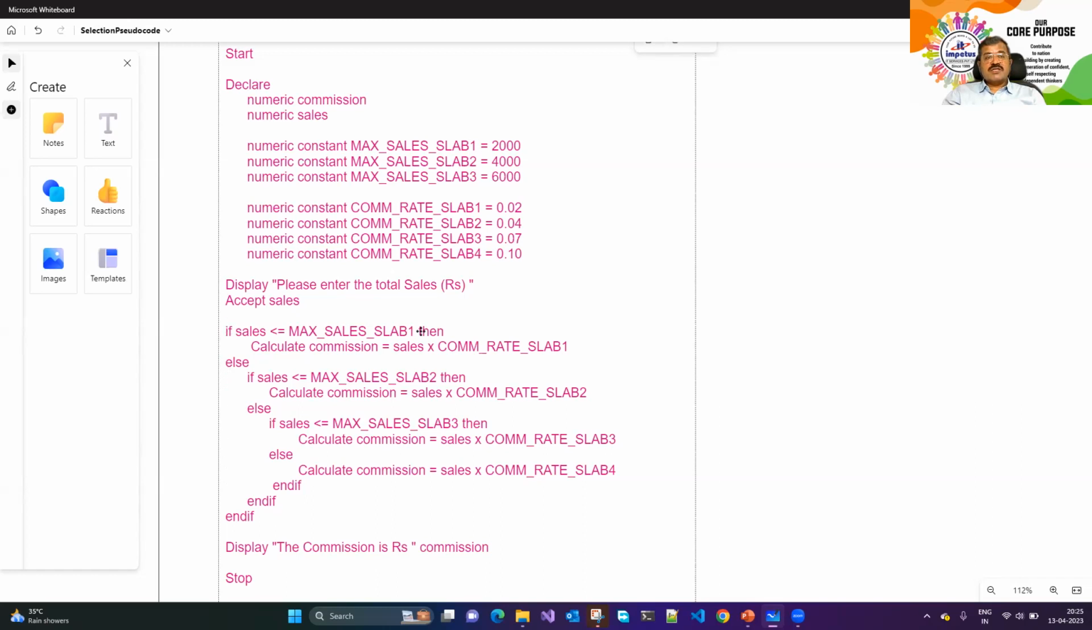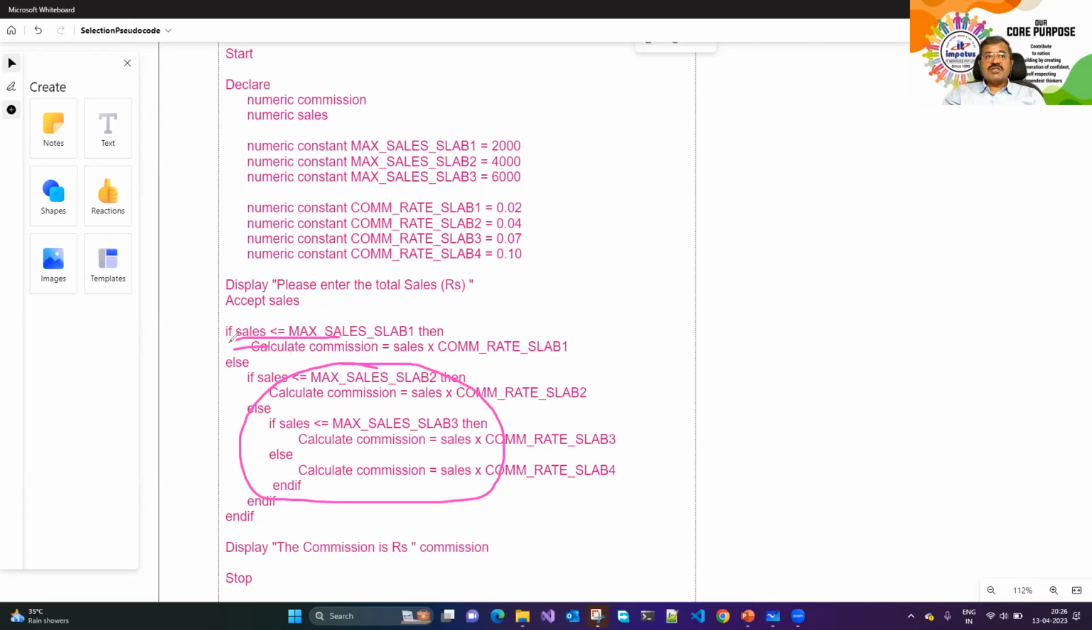That means if this condition is true, look at the scenario. If this condition is true, we'll calculate commission and we'll skip the rest of the statements. What does the positive logic say? If any condition evaluates true, execute the statements associated with it and skip the rest of the conditions. Suppose somebody says 5,000 or 1,000. So this condition is true, so I'll calculate this commission and this part of the code will be skipped now.